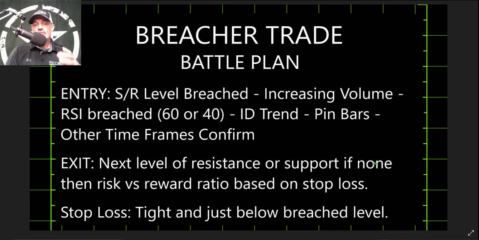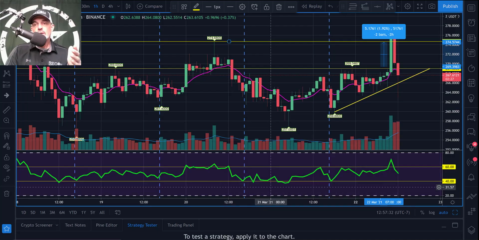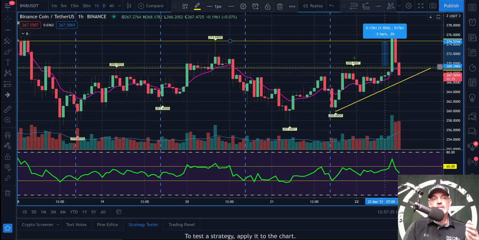And so if there is no resistance or support, then I look at my risk versus reward ratio based on my stop loss level. And my stop loss is going to be extremely tight on the breacher trade strategy and just below the breached level. So if we jump back over to the chart, my profit target is actually going to be previous resistance in this situation, because there is previous resistance.